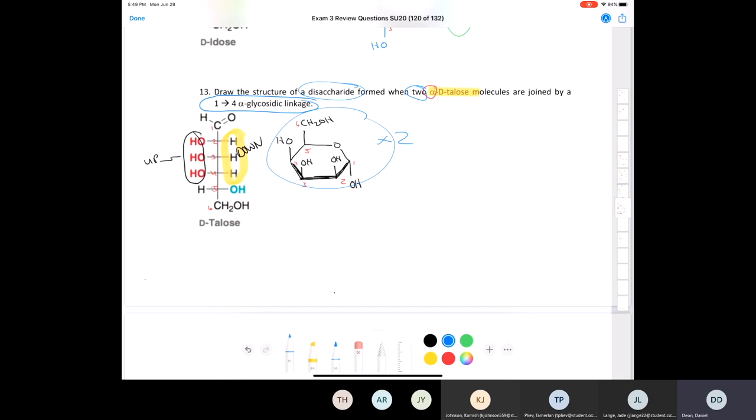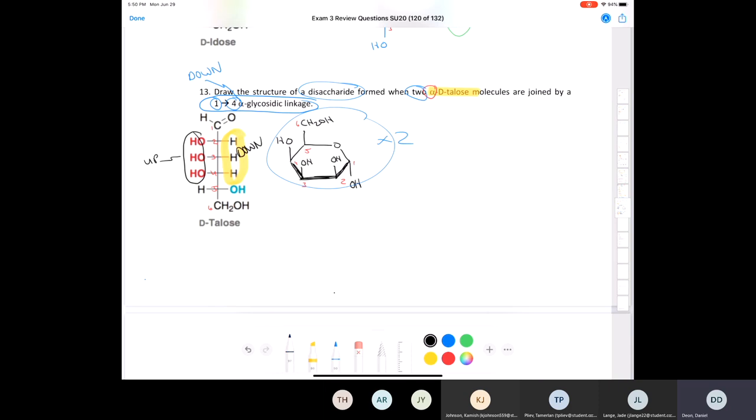What does the alpha mean? The alpha means, in the glycosidic bond, right? The glycosidic bond off of carbon one is going to be going down, and it's going to be between the anomeric carbon, carbon one, and carbon four on an adjacent or the next molecule of alpha D-talose.